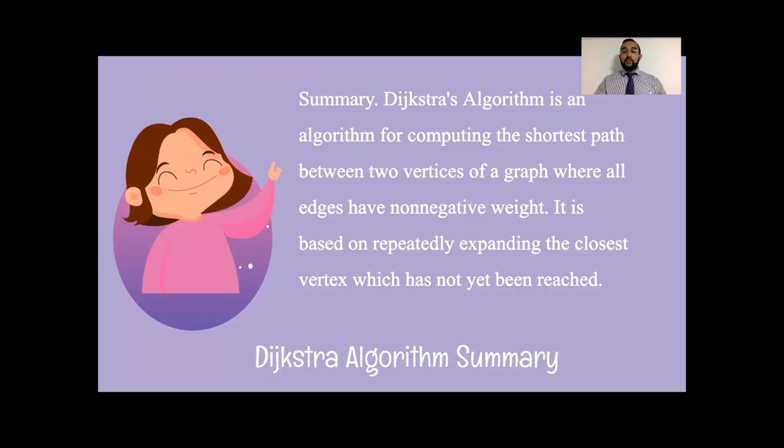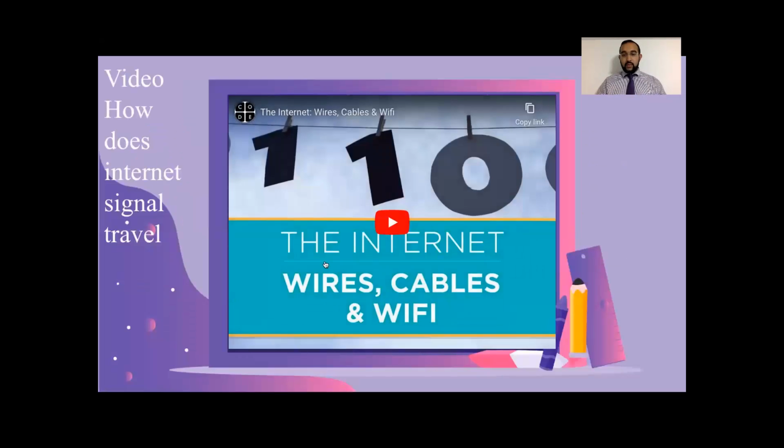It's based on repeatedly expanding the closest vertex. So you find the shortest path, and then you take it from there. What's the shortest path from there? If you find the shortest path from point A to B, then what's the shortest path from B to C, and so on and so forth, until you reach all the points on the graph.